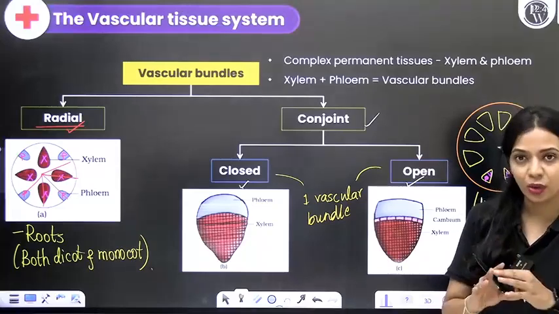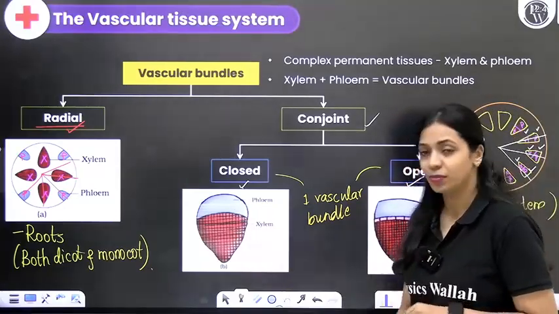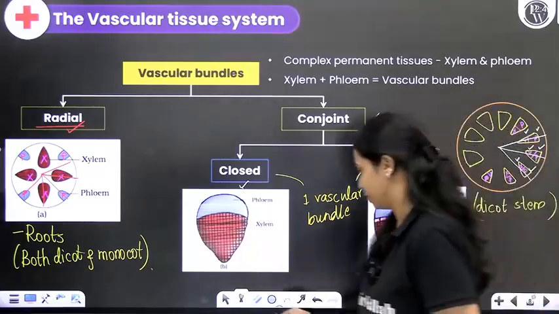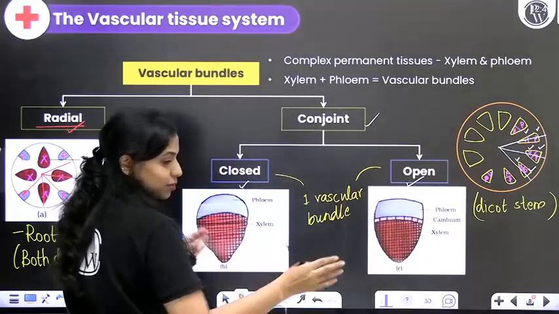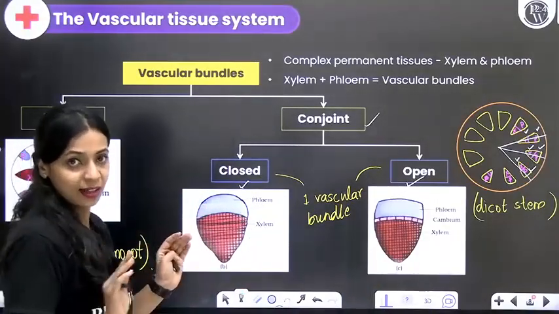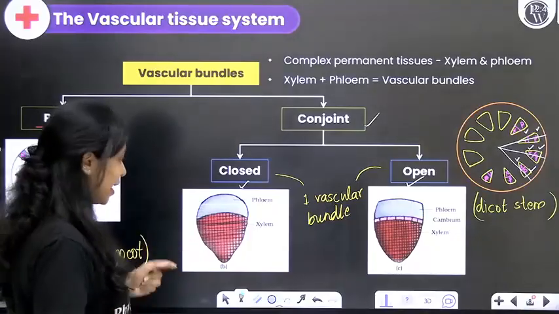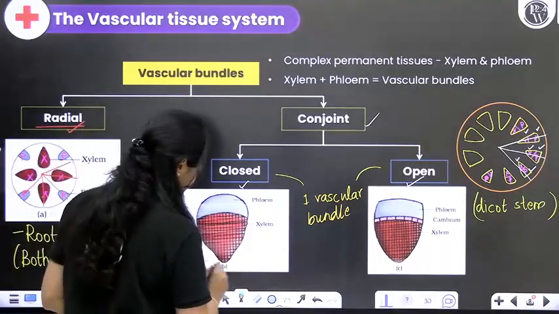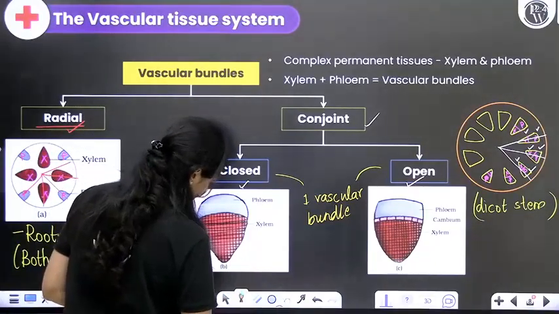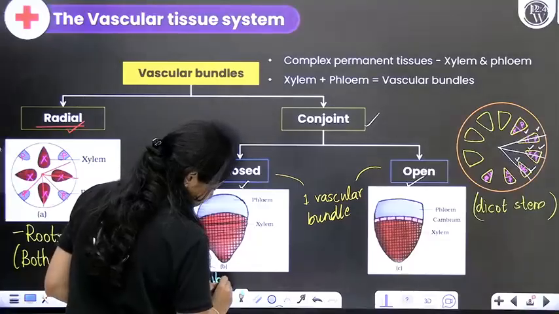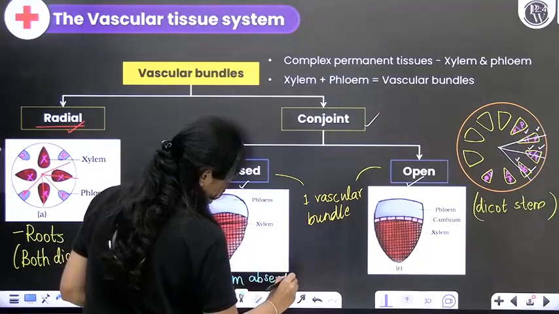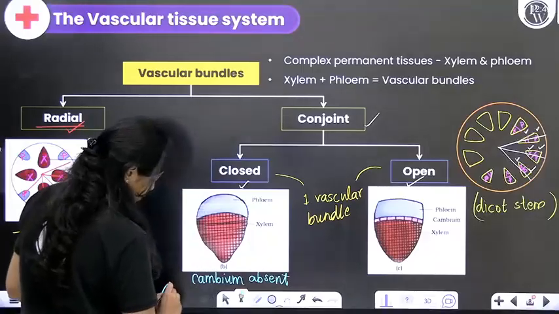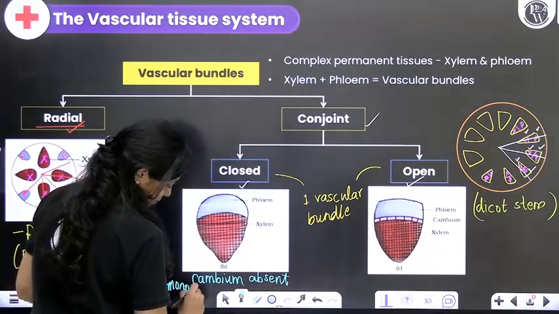In conjoint closed, within phloem and xylem, you do not find cambium. Remember what cambium is? Cambium is a type of meristematic tissue that is present laterally. I told you it's present only in dicots, right? So in these closed vascular bundles, cambium is absent. You find them in monocot stems.